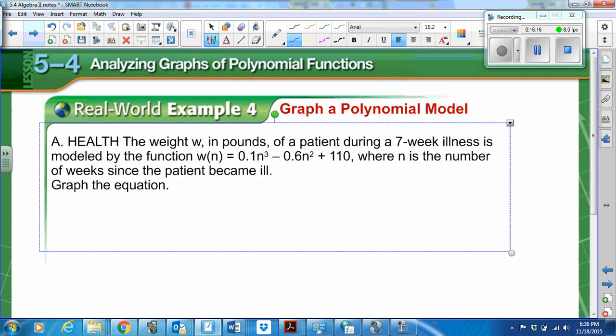The weight W in pounds of a patient during a 7-week illness is modeled by the function, where n is the number of weeks since the patient became ill. Graph the equation. So you would use your graphing calculators to do that.